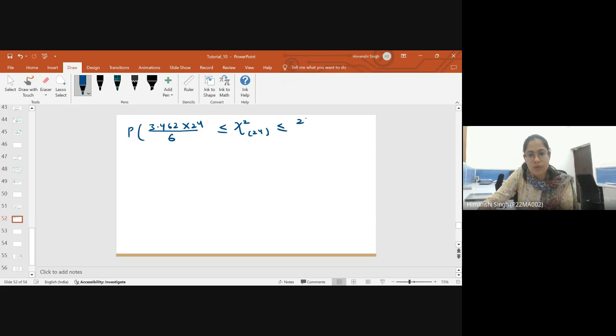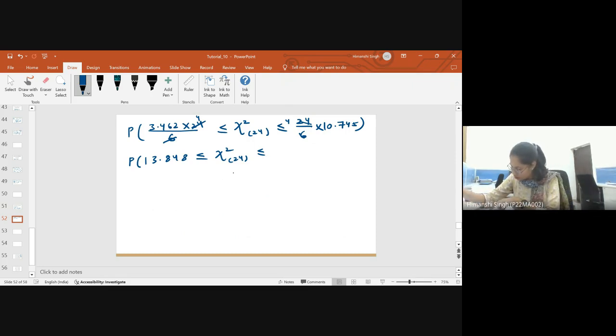So it is 24 by 6 into 10.745. The 6 will be cancelled out, and this will also be cancelled out. So the probability, with the products, will be 13.848 less than or equal to chi square with 24 degrees of freedom less than or equal to 42.98. Now you need to find out this value.